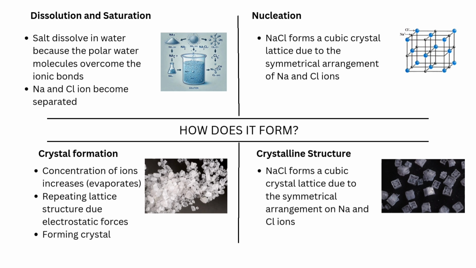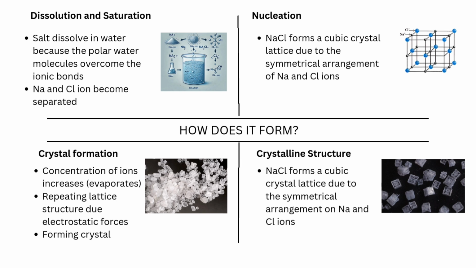Small clusters of ions will form when the solution becomes supersaturated, and at this point, the crystal will grow. From the nucleation, we can see the crystal started to form because the concentration of ions increases from the evaporation process, and it will repeat the lattice structure due to the electrostatic forces so that the crystal will form.